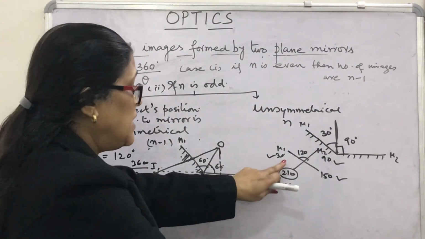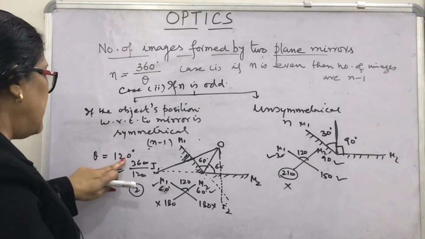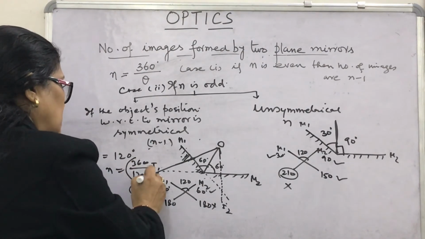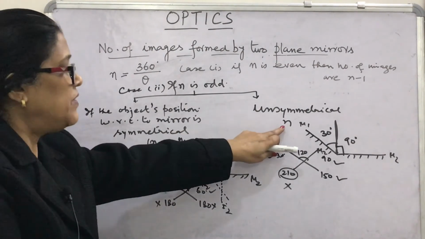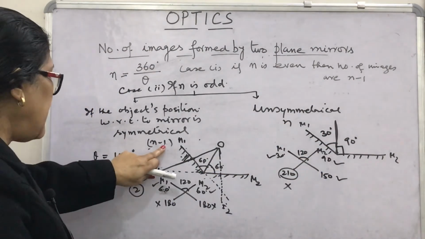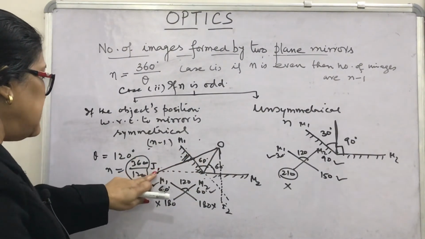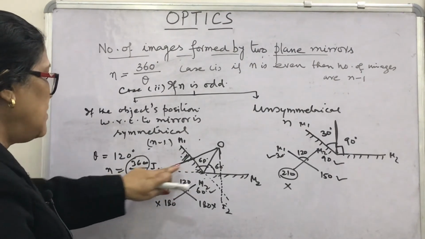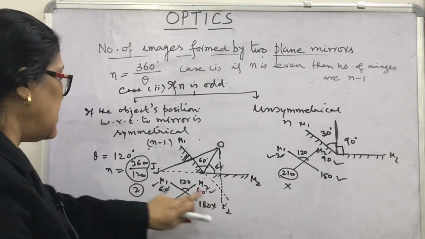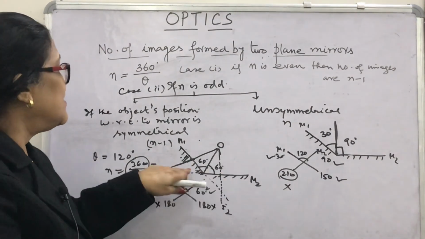So what I mean to say is, here three images are seen, and as we found, if theta is 120, then 360 upon 120 is 3. So three images are seen, that is equal to n when the position of the object is unsymmetrical with respect to mirrors, and n minus 1 when the position of the object is symmetrical, because for normal incidence we have seen here I1 behind the mirror M2, and I2 behind the mirror M1. So only two images, I1 and I2, no further image of I1 and I2. In this way this is calculated.